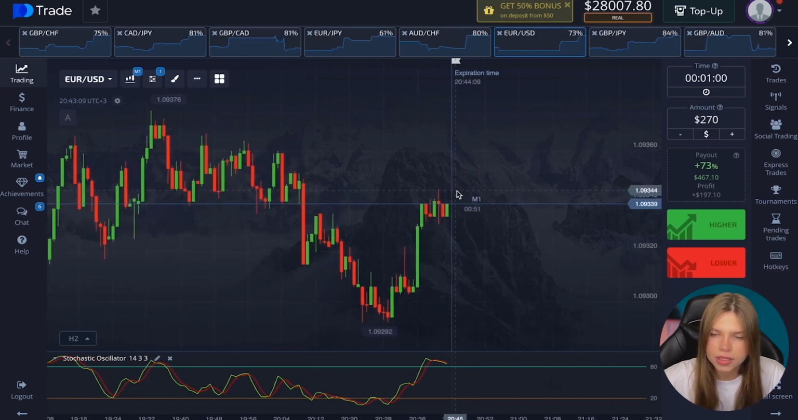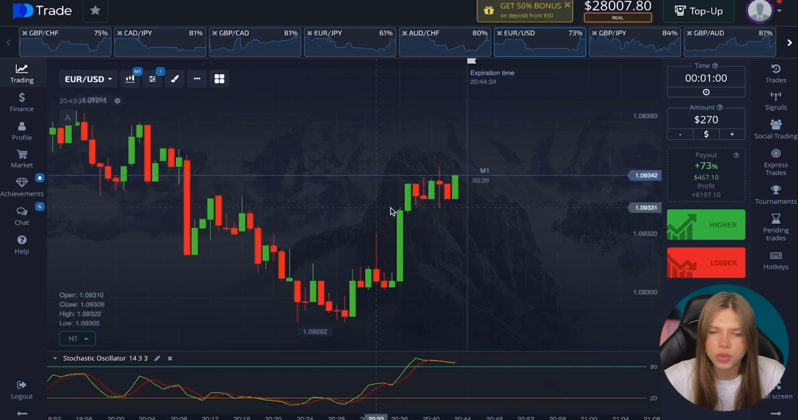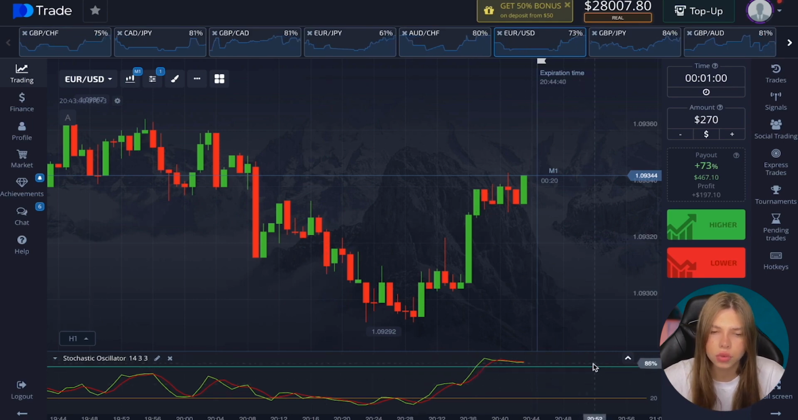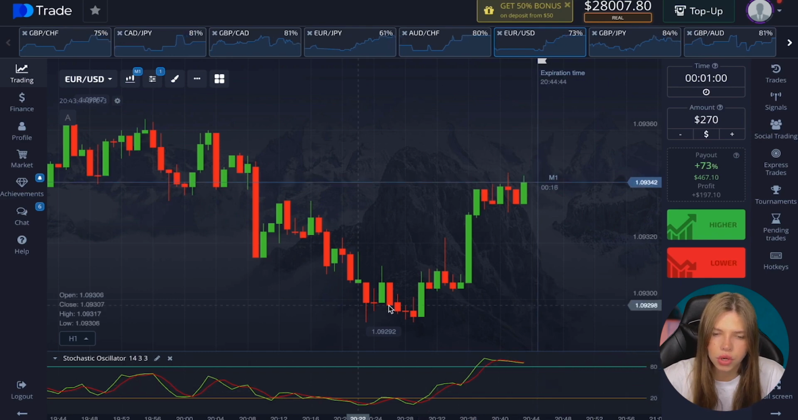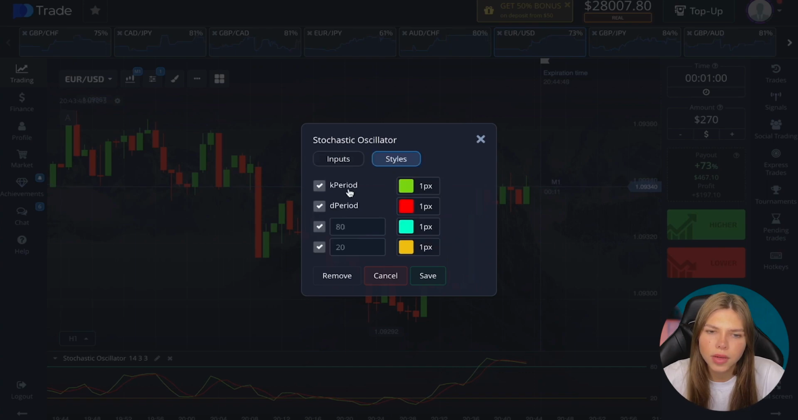In fact, if you learn how to use the indicator, the number of unsuccessful trades will decrease. This is a fact. In general, what the indicator itself represents is two zones, the overbought and oversold zones, and two curves. If you look at the settings, the K period and D period: K is fast and D is slow.